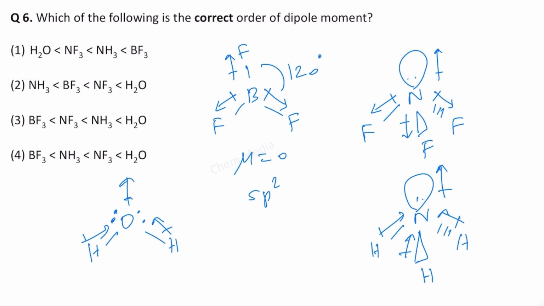So, the least one will be BF3, and that should be first. This means that 1 and 2 are definitely wrong, and then the last one should be water. We see that, but between NF3 and NH3, NH3 has greater dipole. So, therefore, option 3 is correct, not option 4.